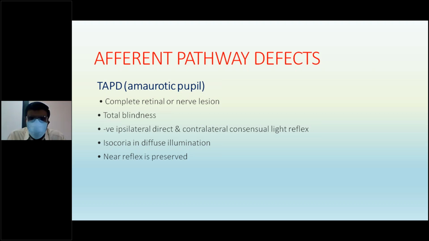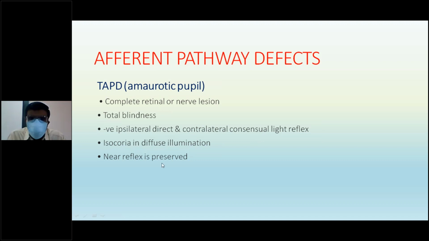Abnormalities of pupillary reflexes. Amaurotic pupil includes complete retinal or optic nerve lesion. It leads to total blindness. There is complete absence of the ipsilateral direct and contralateral consensual light reflex. In amaurotic pupil, there is complete absence of the ipsilateral direct and contralateral consensual light reflex.